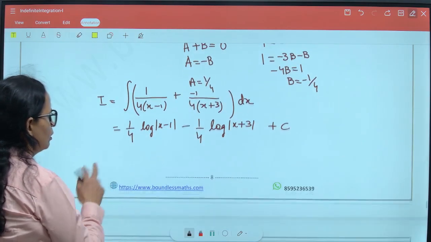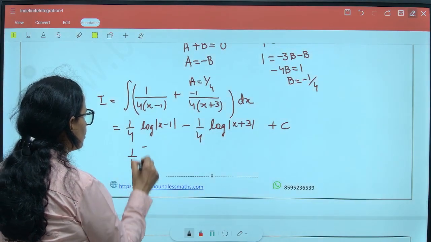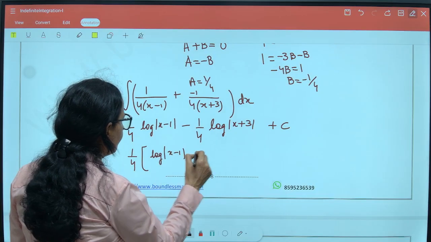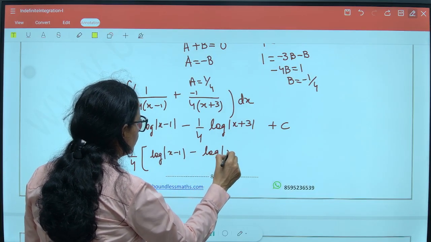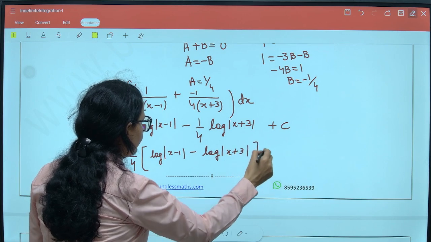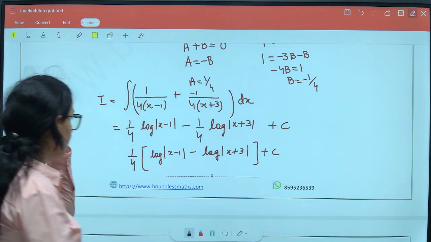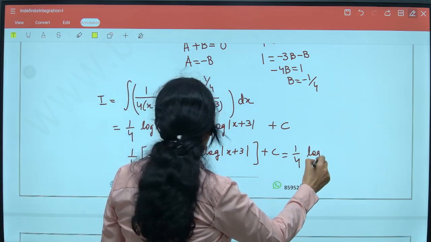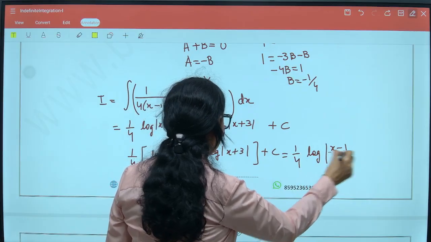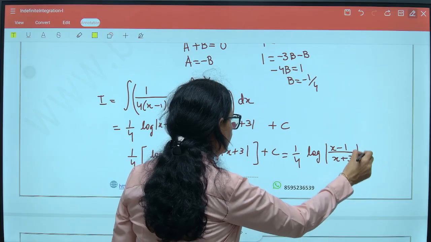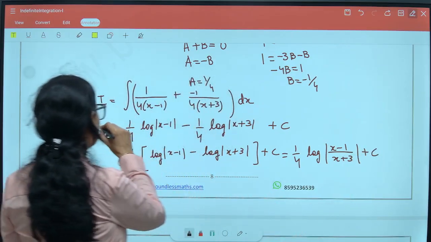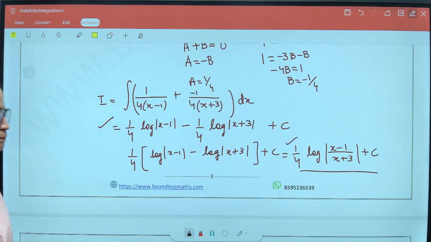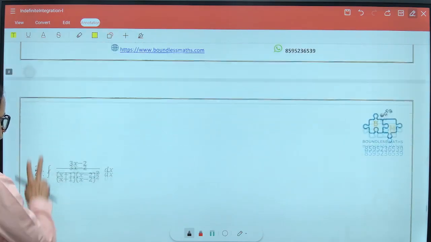You can take 1 by 4 out. You can simplify it further also, but you can leave it here also. So it becomes log of x minus 1 minus log of x plus 3 plus c. This can be further simplified and written as 1 by 4 log of x minus 1 upon x plus 3 and the constant. So you can leave it here also, or you can simplify and bring it here also. So it's okay, right? Now let's look at the next question.